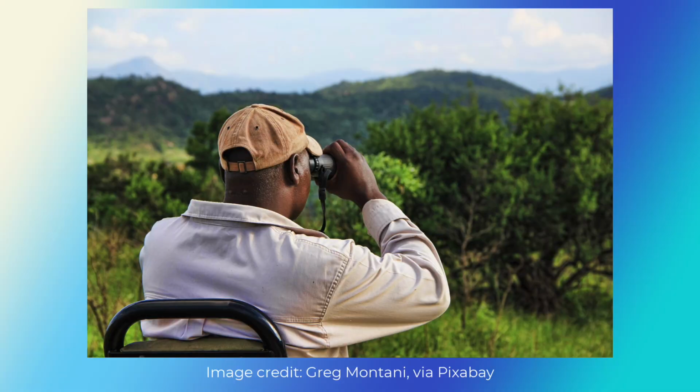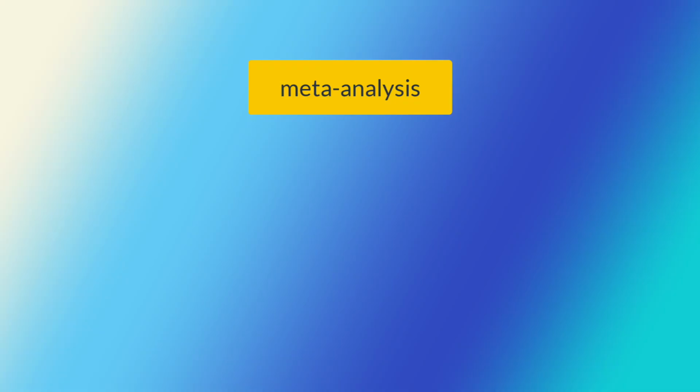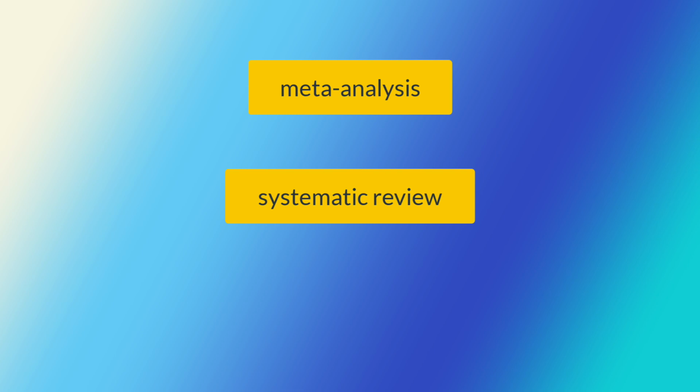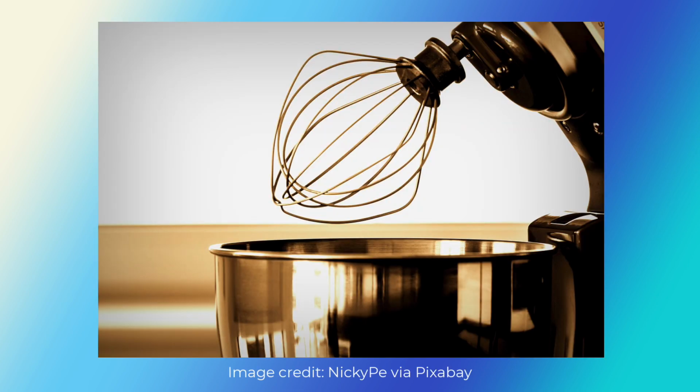Second, you want to be on the lookout for words in the article's title, like meta-analysis or systematic review, or even just review. These kinds of articles are not primary research. They aggregate data from many different studies to draw bigger picture conclusions about a broader topic.